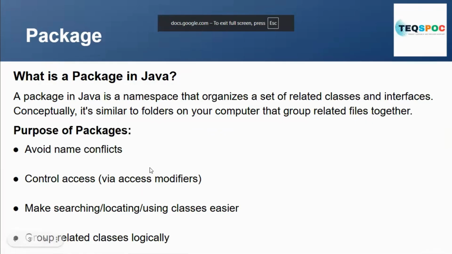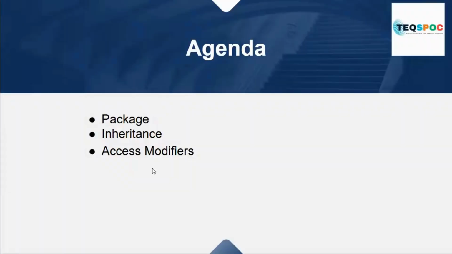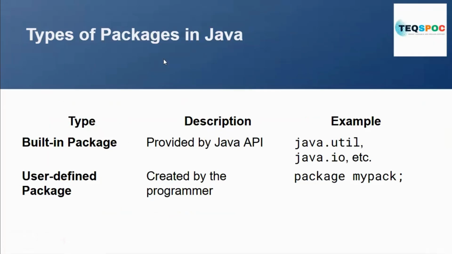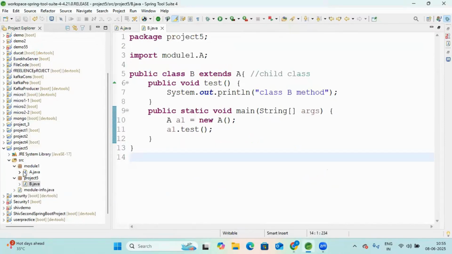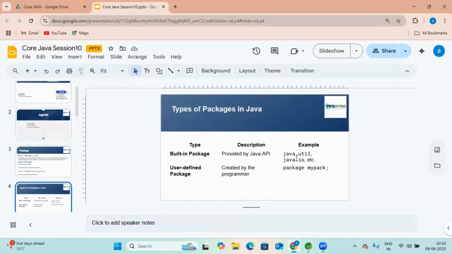So clear everyone? Now, package. There are different types of packages. There are built-in packages like java.util, java.io, and predefined packages, and the user defined package, which we have just created. The package which we have created is user defined, and some packages are already present inside Java, that is the predefined packages, like java.util, java.io, java.lang.